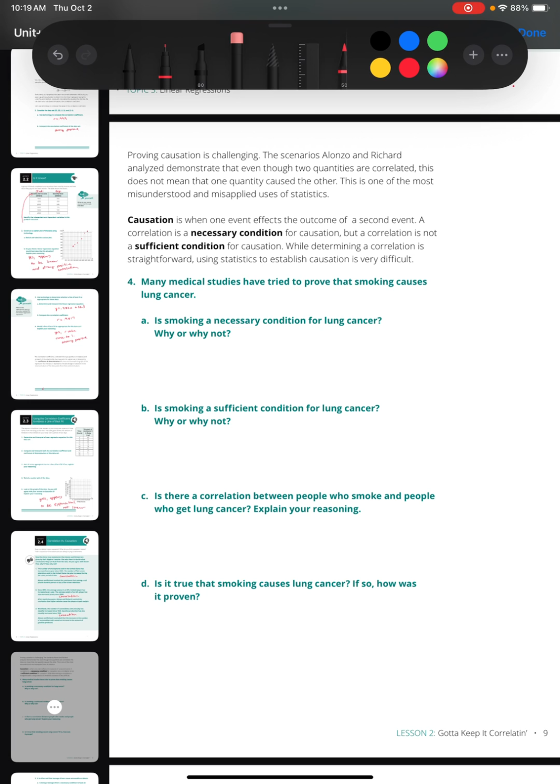So if we look through these examples now, number four, many medical studies have tried to prove smoking causes lung cancer. A, is smoking a necessary condition for lung cancer? Well, smoking can increase your risk of lung cancer, but there are people that get lung cancer that don't smoke, so it wouldn't be a necessary condition. So I'd say no. People that don't smoke have also had lung cancer. There are other causes.